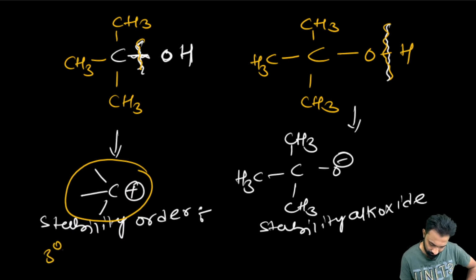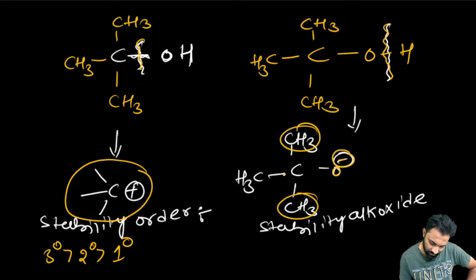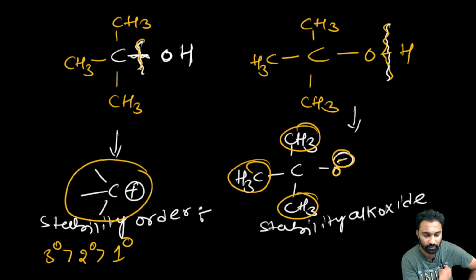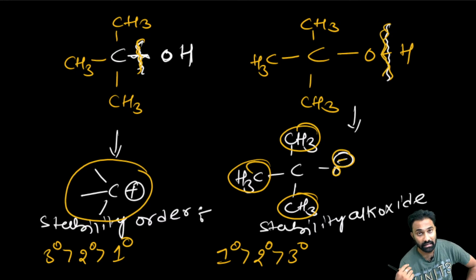3 degree, 2 degree, 1 degree for the carbocation, and the reverse for the alkoxide ion. The oxygen bearing the negative charge is affected by the +I effect of the methyl groups, which decreases its ability to stabilize the charge. So its stability order will be 1 degree greater than 2 degree greater than 3 degree.